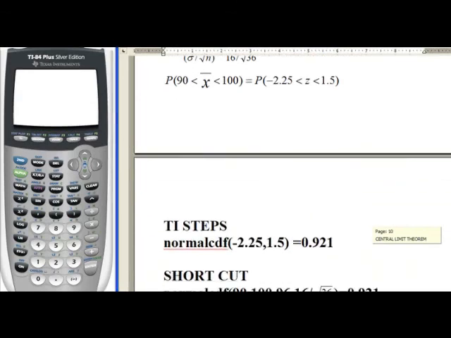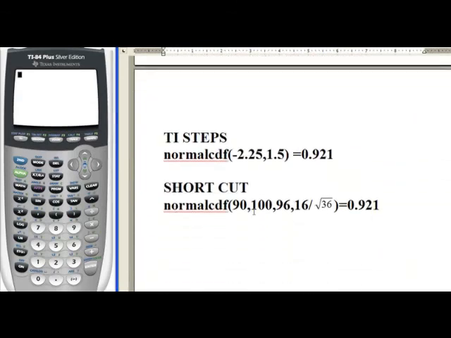If you remember how we used the normal CDF button, that means all I have to do is just use the normal CDF, the lower limit, comma, upper limit. So let's do that. Second distribution, normal CDF, lower limit negative 2.25 to 1.5. And that will give you 0.921.